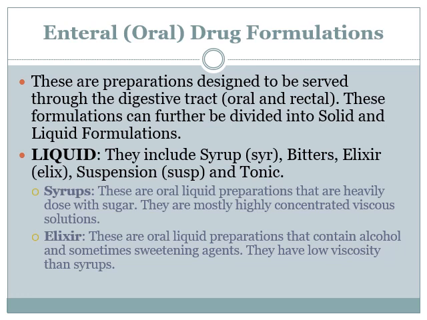So this formulation can further be divided into solid and liquid formulations. So we have the liquid formulations. We have syrup. So some drugs are syrup. Syrups are normal sugar preparations. When they say a drug is syrup, it normally contains sugar, so it is sweet. Then we have the bitters. We have the elixirs. The cough syrups are elixirs, and they contain alcohol and sugar or sweetening agent.